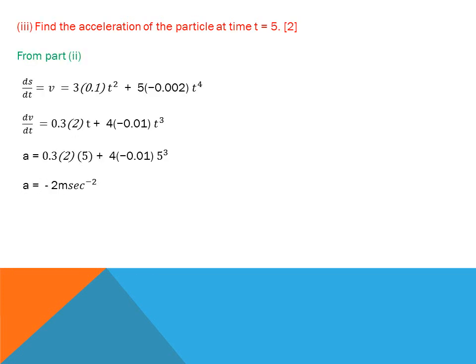In the third part, he is asking about the acceleration. In the previous part, I found that the derivative of distance is velocity, and when we differentiate velocity we find the acceleration. So the derivative of velocity is dv/dt. Similarly, we apply the power rule here: the power comes to the start, and 1 is subtracted from the power, so it will become a is equal to minus 2 meters per second squared.